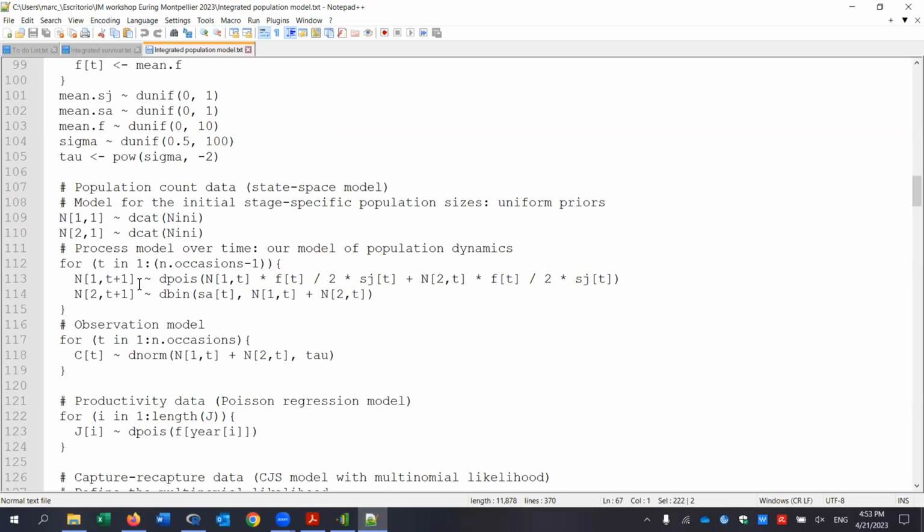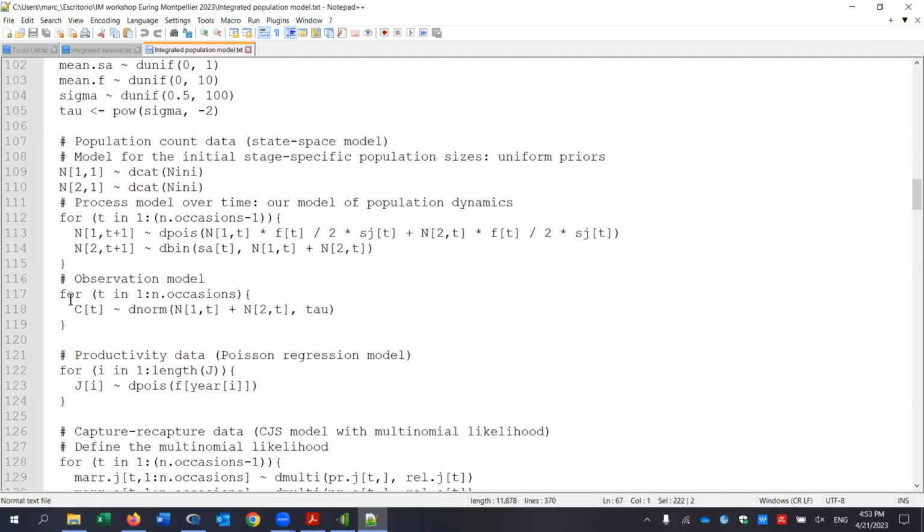Then for the second age class, we use the binomial distribution. The rate parameter is the adult survival, and the total is the population size the year before. Then we have an observation model which links our counts. This is the capital C. We use a normal distribution, where the expected mean is the total population size, and sigma is the observation error or the residual variance.